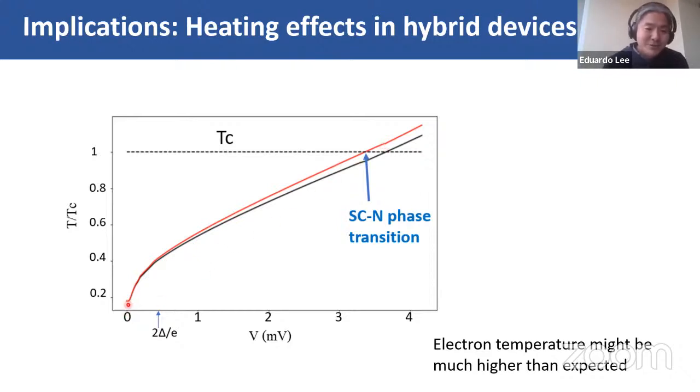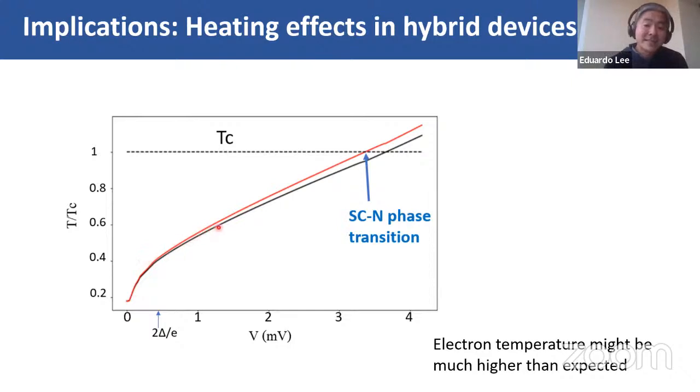Which is the following. As you can see, for low voltages you have a very abrupt increase in temperature, and this is because, as mentioned before, at zero temperature the superconductor has no quasi-particles, and the thermal resistance is the highest. So even if a little bit of heat is generated at a junction, this will lead to a very substantial increase in the electron temperature of the device.